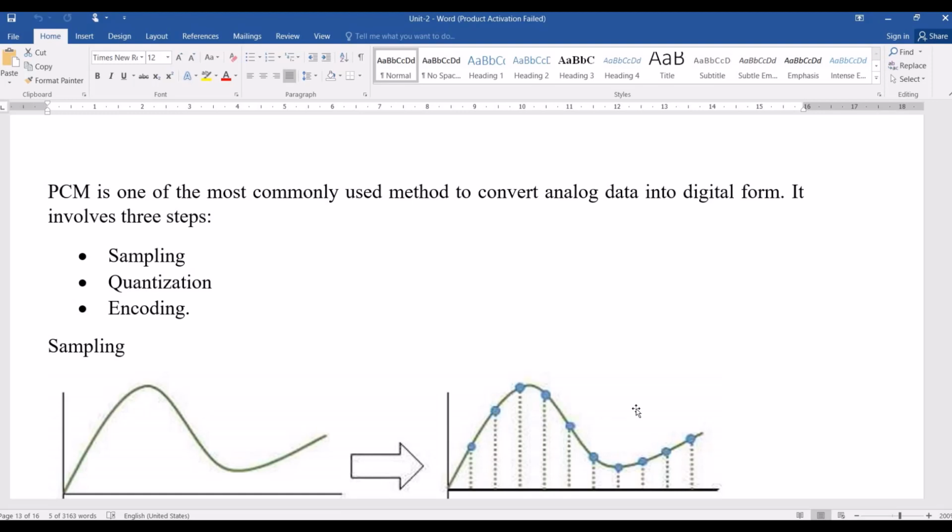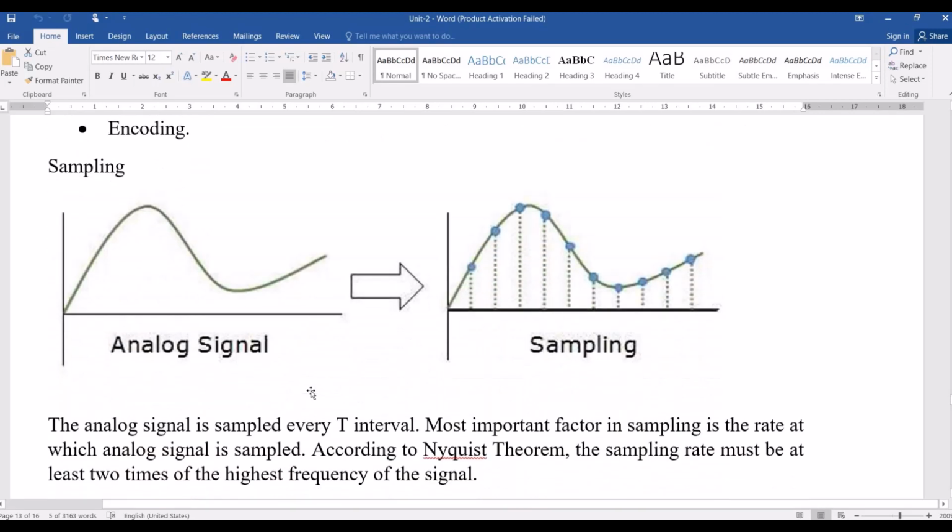It involves three steps. How does it convert analog data into digital format? We need three. Number one is sampling. The second is quantization. We need to quantize the sampled values. And the next one is encoding. We have to encode these quantized values.